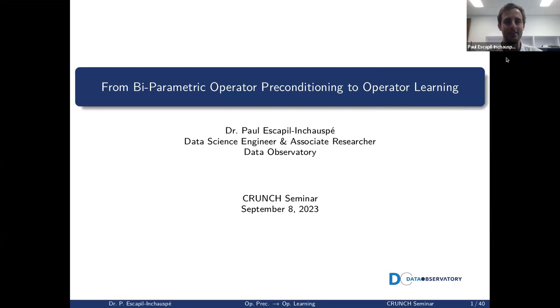I'm Paul Escapil. Today I'll talk about a theory and some results about bi-parametric operator preconditioning, and we'll try to see how we can get to operator learning with that. As Zone said, I'm a data science engineer and associate researcher at Data Observatory, a non-profit from Chile. We handle open data from astronomical events, for example, Earth resources, and we try to apply artificial intelligence tools on top of that.